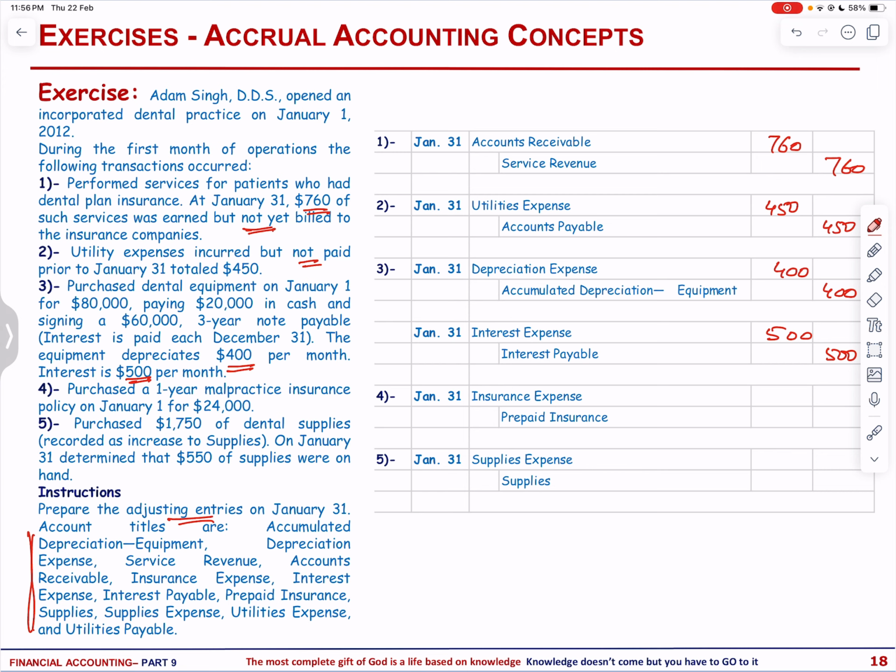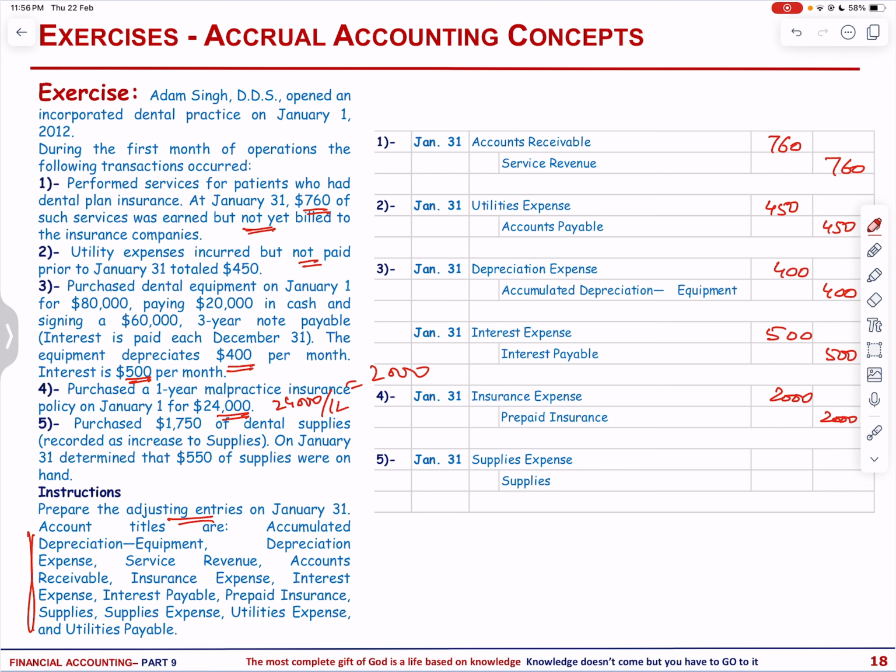Then purchased a 1 year malpractice insurance policy for 24,000. So this is for 1 year. So 24,000 divided by 12 will give us 2,000. So insurance expense is debit by 2,000 and prepaid insurance is credit by 2,000.